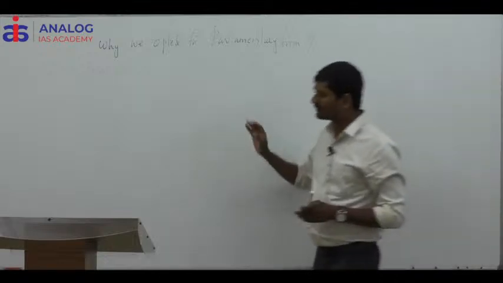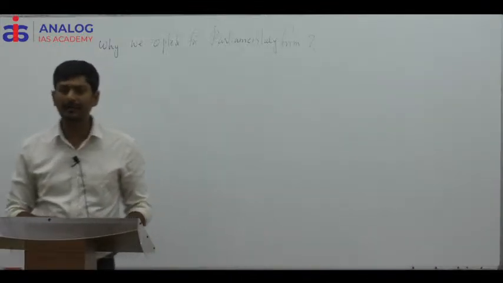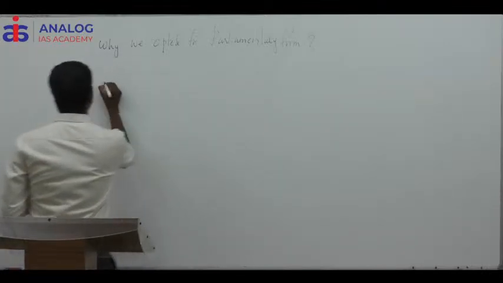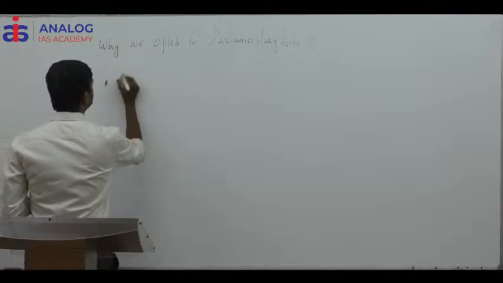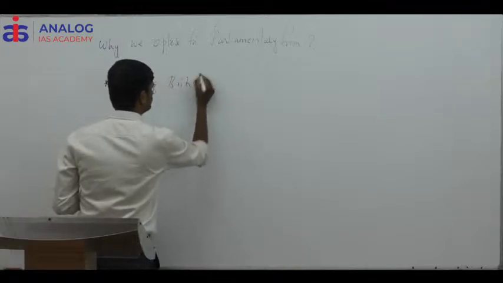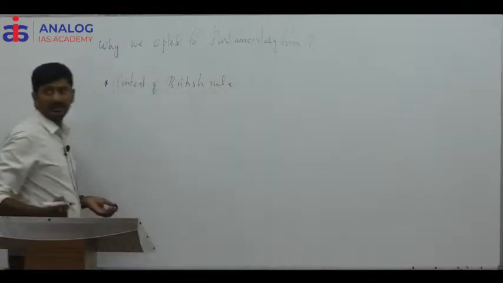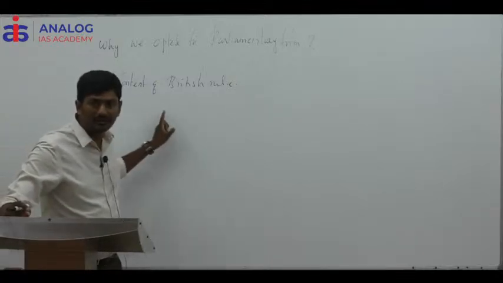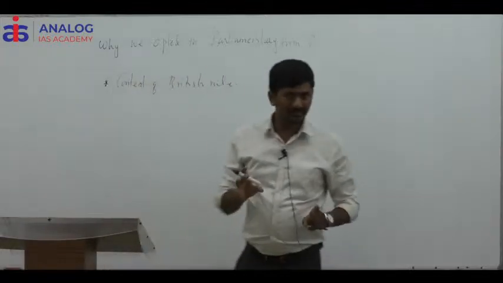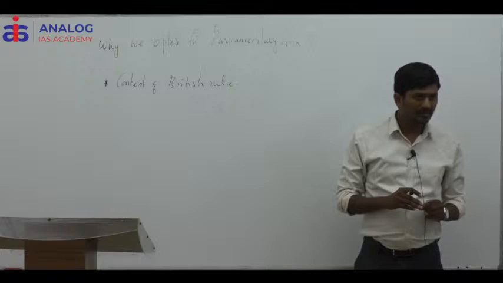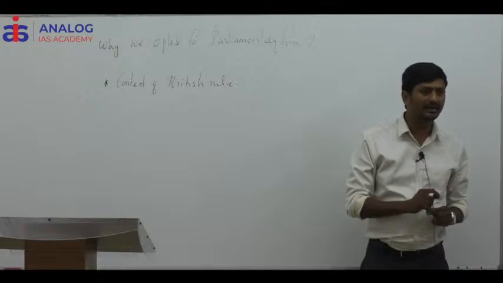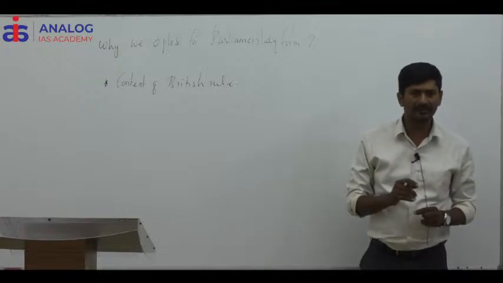Right. So now tell me why we have adopted this parliamentary form of democracy. Tell me one reason. In the context of the British rule, we have adopted the parliamentary form of democracy. Why? Because the Britishers introduced this particular system in the country. In the UK, they follow the parliamentary form of democracy. The same system was introduced in India.